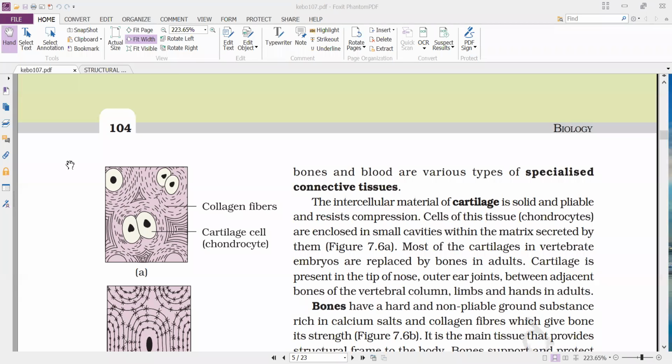We can observe in the picture, this is a part of the cartilage, in which we find fibers which are secreted by the chondroblast. When the chondroblasts are active, they secrete the fibers and also the matrix of the cartilage. Once the formation of the cartilage is completed, the chondroblasts become inactive and are called chondrocytes, and these chondrocytes are enclosed inside a cavity.